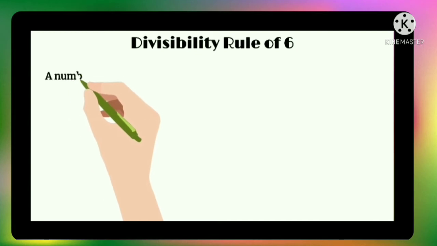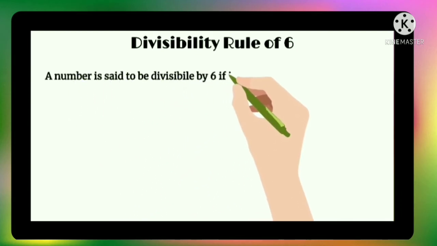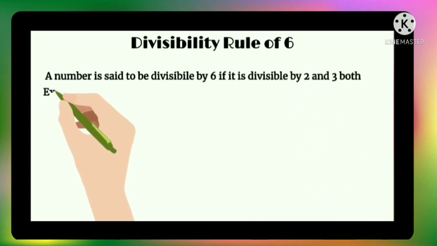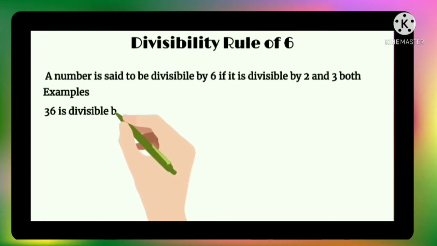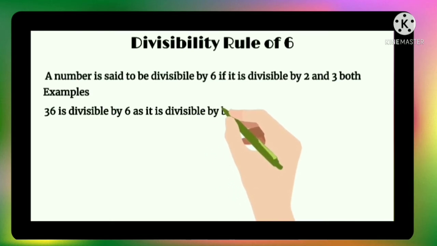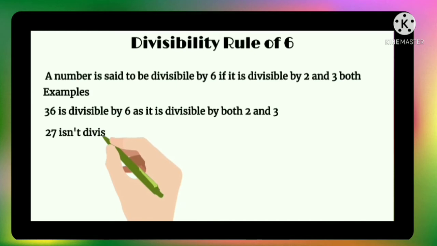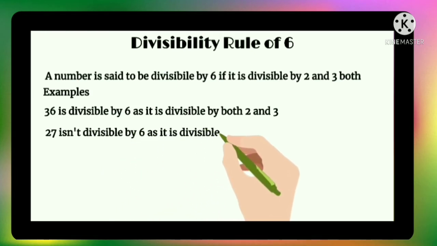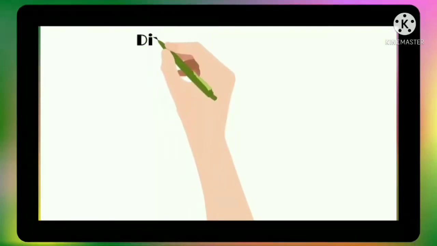Divisibility rule of 6. A number is said to be divisible by 6 if it is divisible by 2 and 3 both. For example, 36 is divisible by 6 as it is divisible by 2 and 3 both. 27 is not divisible by 6 as it is divisible by 3 but it is not divisible by 2.